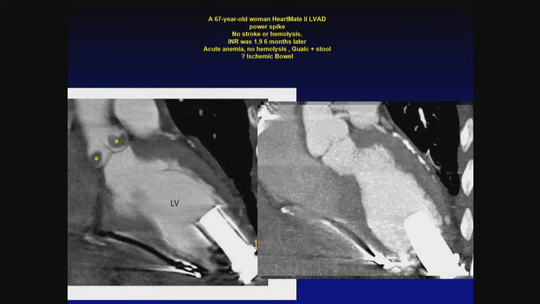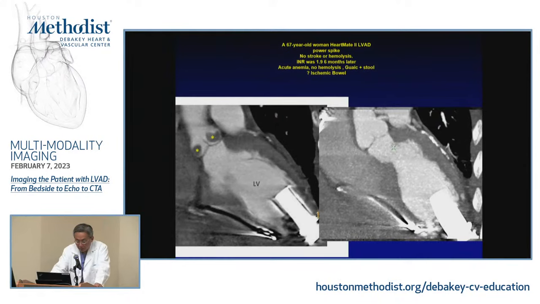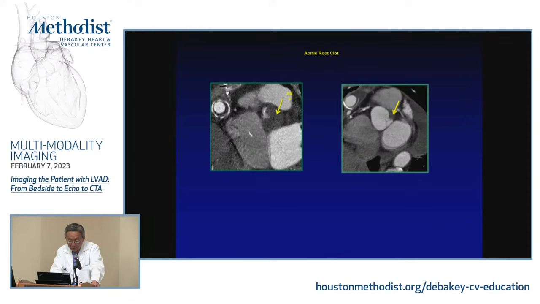So the other major complication with LVAD is aortic root thrombosis. So there we go, a patient with clot located in both sinuses. It could be a dynamic process, because the patient was subjected to more aggressive anticoagulation, and I think a year later, for another indication, a CT was done. You can see those clots have disappeared, either embolized or resolved.